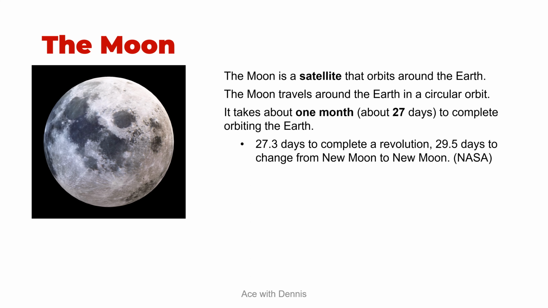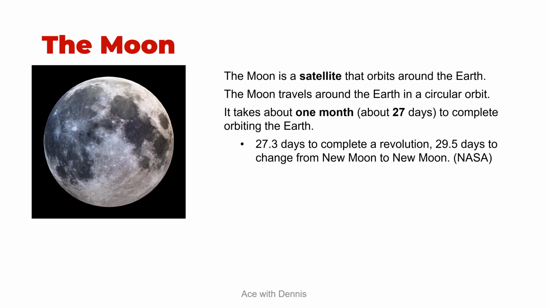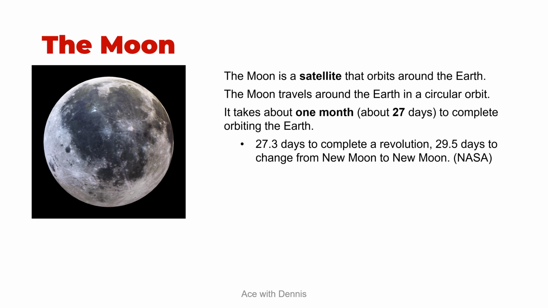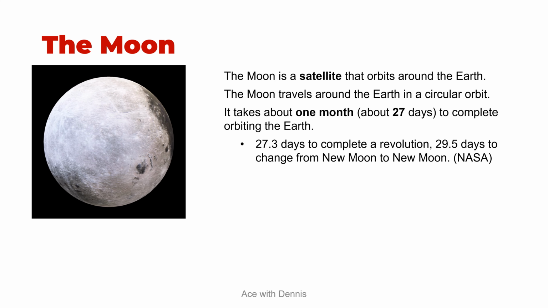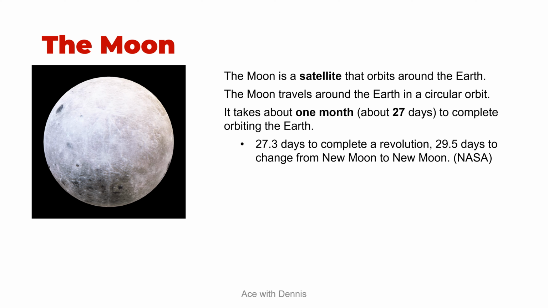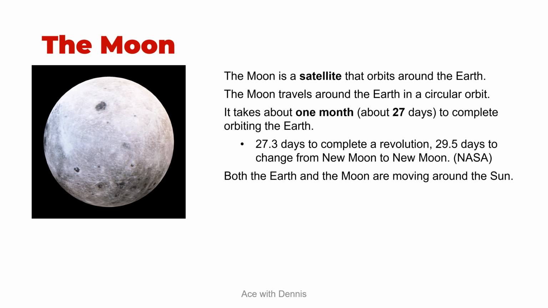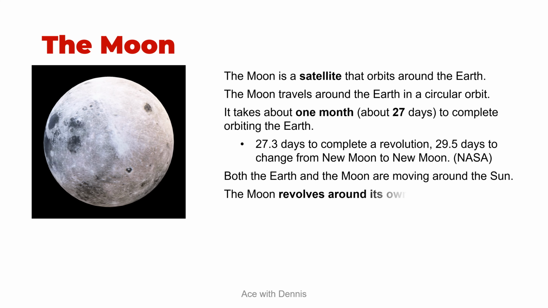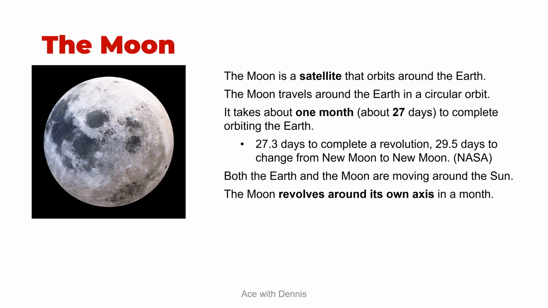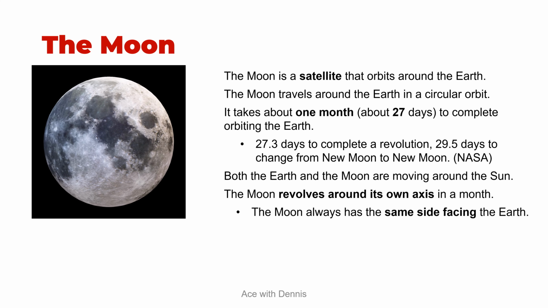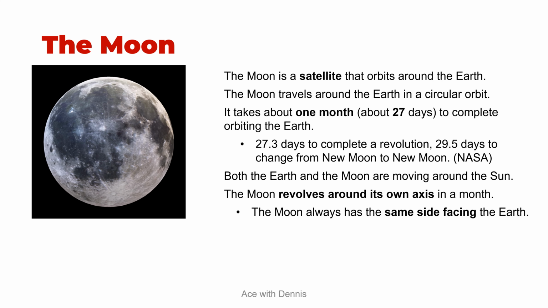According to NASA, it takes 27.3 days to complete a revolution and 29.5 days to change from new moon to new moon. Both the Earth and the moon are moving around the sun. The moon revolves around its own axis in a month, which makes it always have the same side facing the Earth.